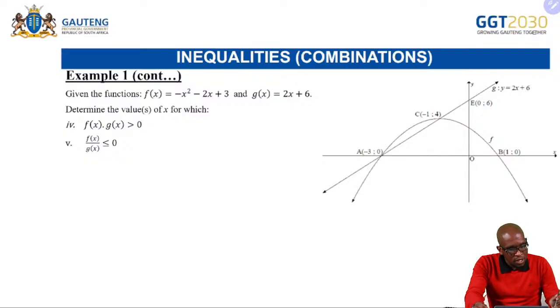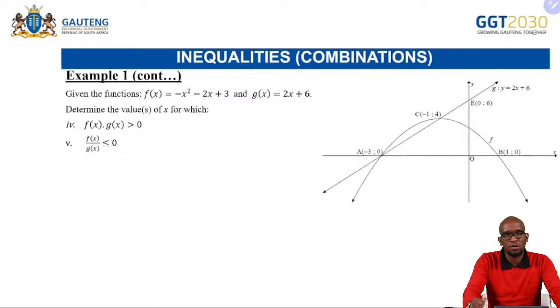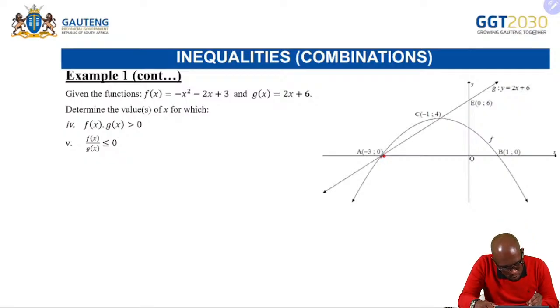If you check here, we are multiplying f and g. We are also dividing f and g. So we are looking at now the combinations. Now, the idea with combinations is you're going to start with where the graphs intersect the x-axis. That would be your reference point. Where f intersects the x-axis, where g intersects the x-axis, or where both of them intersect the x-axis. Now, if you check here, you have the first point here.